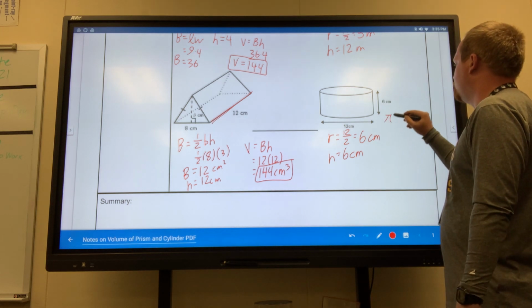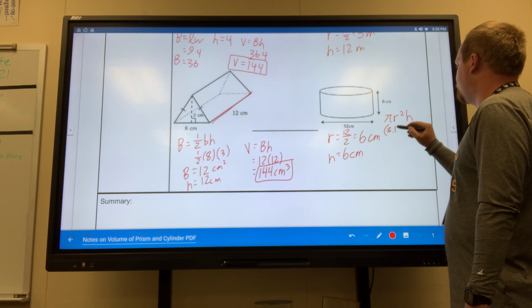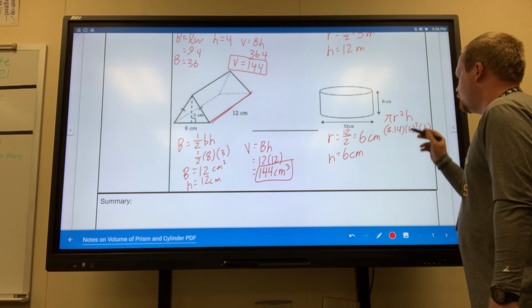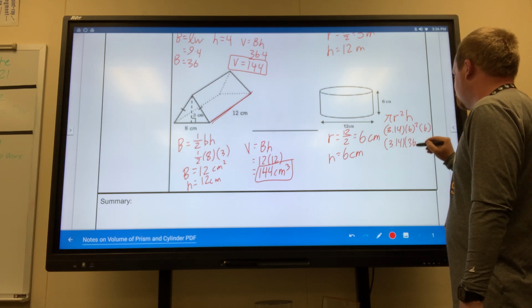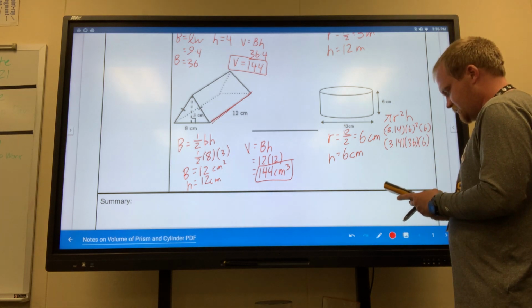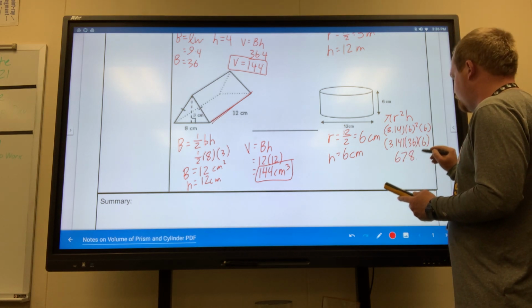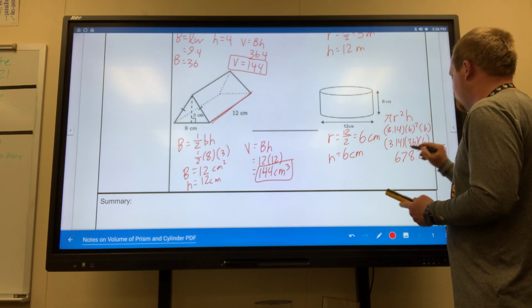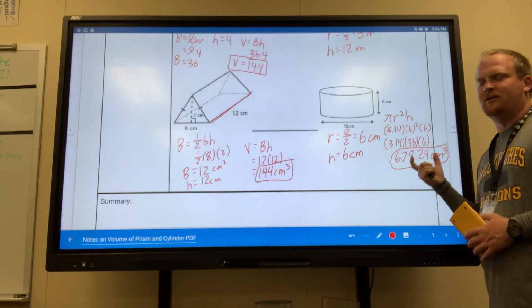So pi r squared times h. That means 3.14 times 6 squared times 6. Well, 6 squared is 36. So 3.14 times 36 times 6. That's 678.24 centimeters cubed. Okay? And that's going to be the volume of my cylinder.